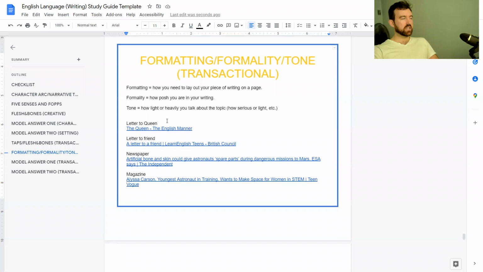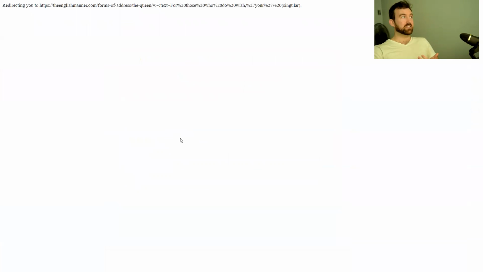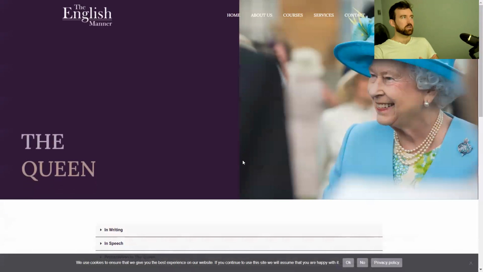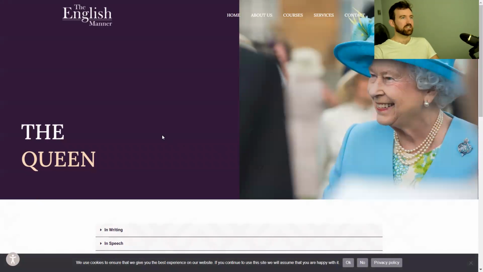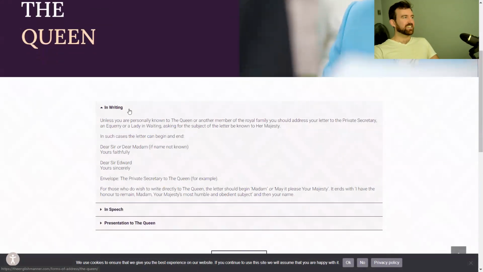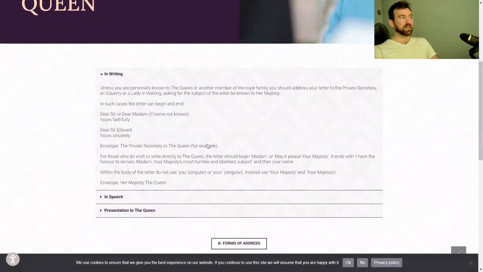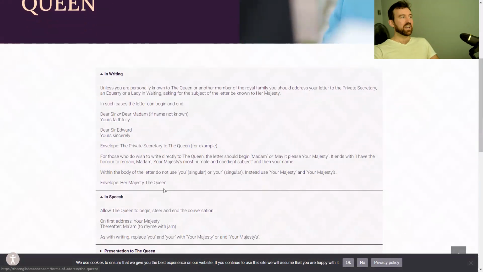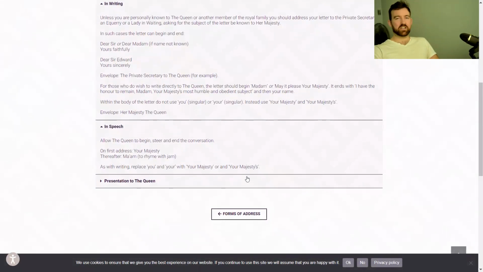So the first one is a letter to the Queen. It's a very formal, well, by the way, it's not actually really a letter to the Queen. It's more a guide on how to speak to the Queen. So there she is. And yeah, there are all these rules basically on how to speak to the Queen. And I thought that was kind of an interesting thing. You've probably never seen it. I've never even seen it.